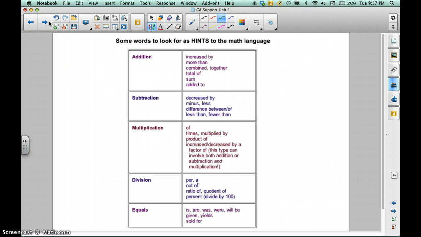To help you, I've given you some common math words and some hints about the way you might see them in sentences. And so you should zoom in on this, you should read it carefully, and you should make sure that you recognize these words in a sentence as indicating adding, subtracting, multiplying, dividing, or equals. We'll practice these more tomorrow.